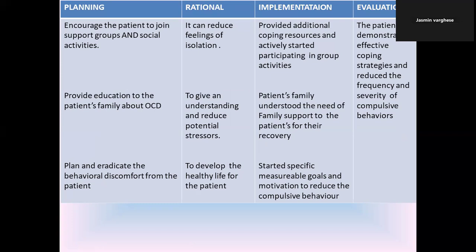Then provide education to the family member. That is also very important. For what? To give an understanding and reduce the potential stresses. And in implementation, you can write after your education, the patient's family understood the need of family support to the patients for their recovery. Then another planning is plan and eradicate the behavioral discomfort from the patient. For what? To develop the healthy life for the patient. In implementation you can write started specific measurable goals and motivation to reduce the compulsive behavior.